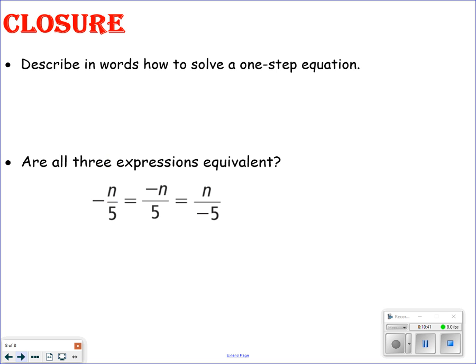A little bit of closure here. Describe in words how you would solve a one-step equation. The key word when you are describing a one-step equation is inverse operation. So if something's being added with the variable, you're going to subtract then. If something's being multiplied with the variable, you're going to divide. So again, inverse operation would be the best way to describe it.